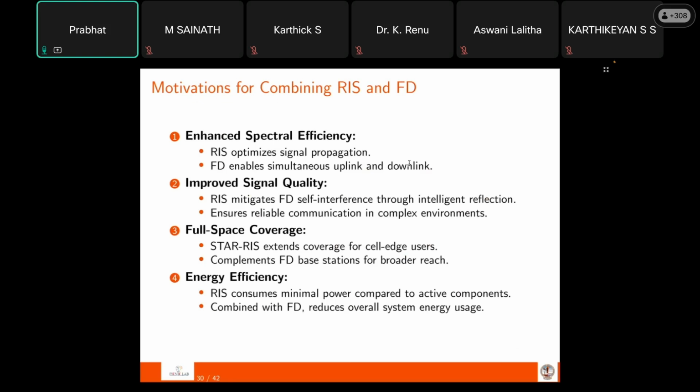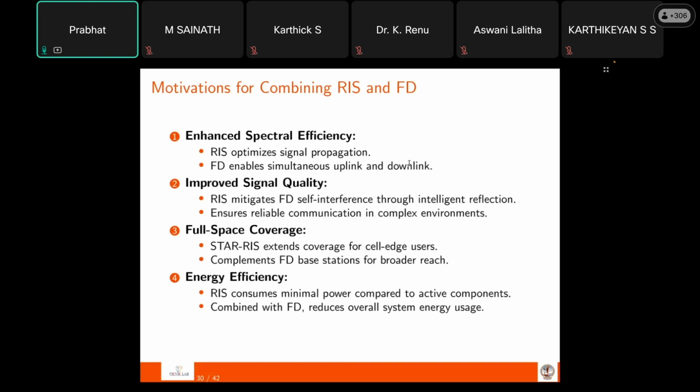Combined together in a system, these two techniques are expected to improve the system's spectral efficiency, and signal quality is also going to be improved. RIS can not only increase the signal strength, but if you use it in a proper manner, you can also mitigate the self interference. There are claims in the published literature that RIS can help reduce the impact of echo interference or self interference on system performance. RIS also helps ensure reliable communication in complex environments by significantly increasing the signal strength.